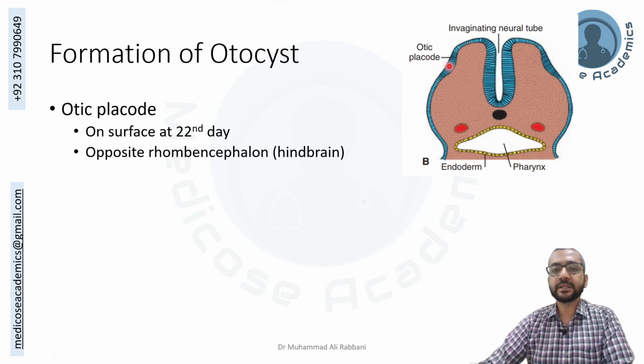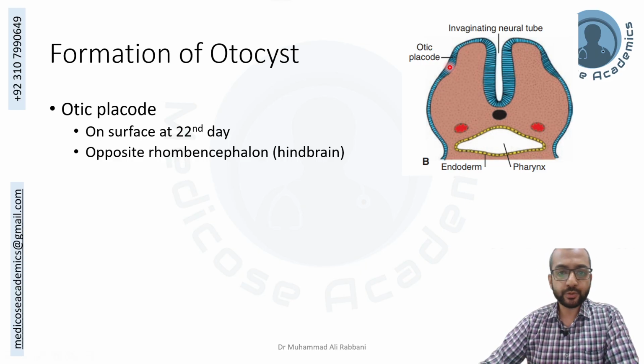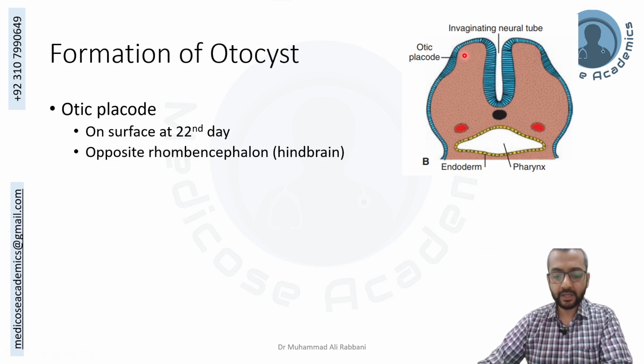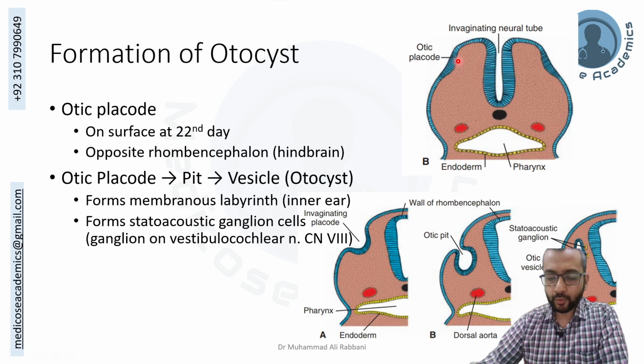It's usually developed at day 22 and it is opposite to the hindbrain or rhombencephalon. Then as time goes, this thickened part dips inside and becomes the otic pit. We say the otic placode invaginates, then it becomes the otic pit, and as it goes in, it starts to pinch off, and gradually it pinches off completely from the surface, so it becomes the otic vesicle, also called otocyst.